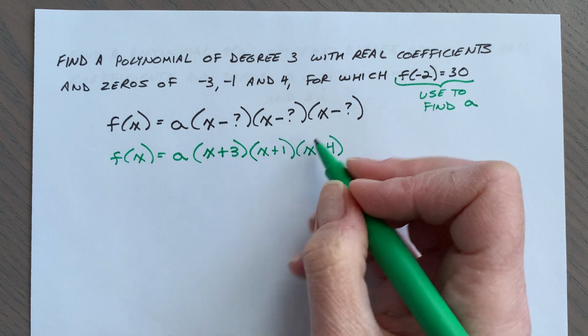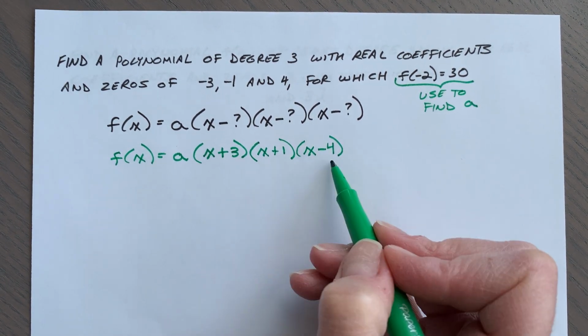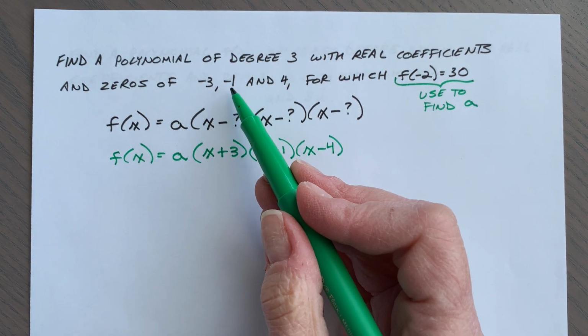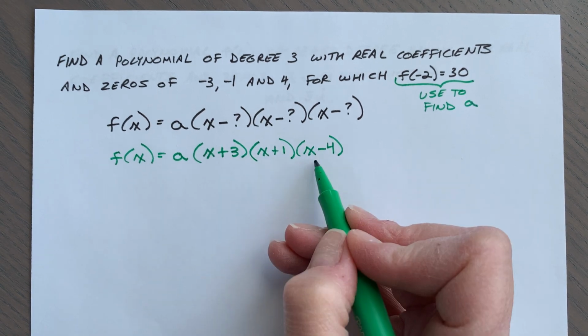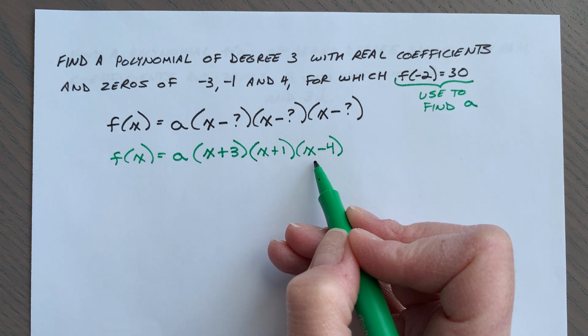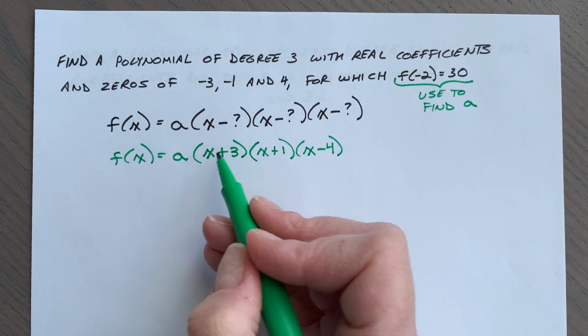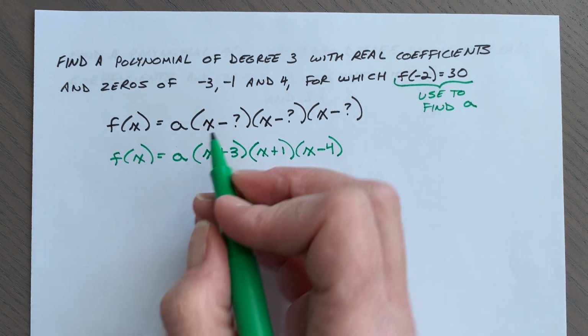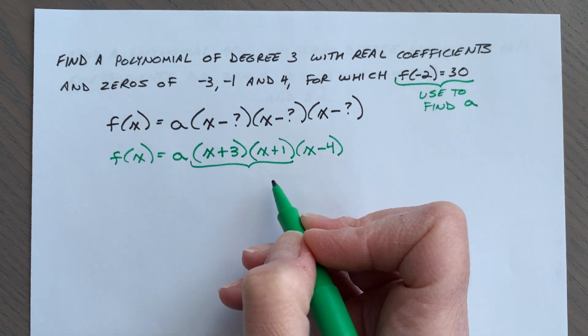So if we turn this around, and we had these factors and wanted to find the zeros, we would just set each factor equal to 0. Now I'm going to go ahead and simplify this before we worry about that a value. So let's do some distribution here.